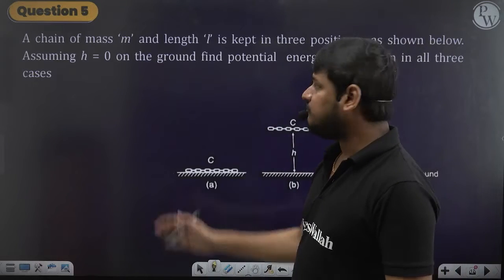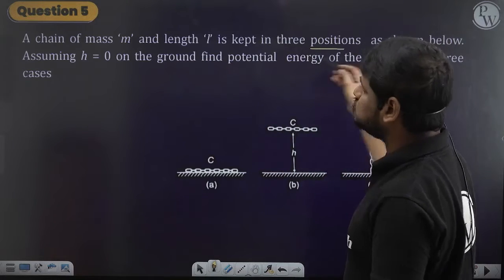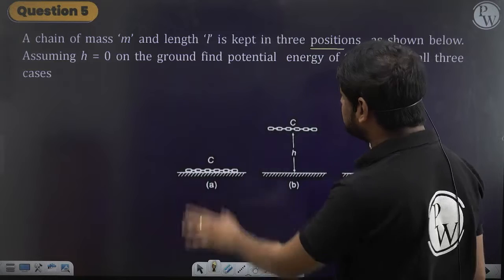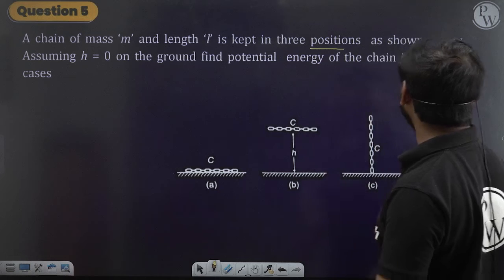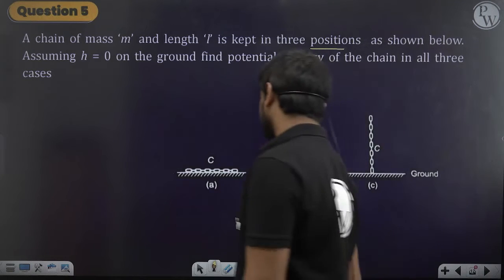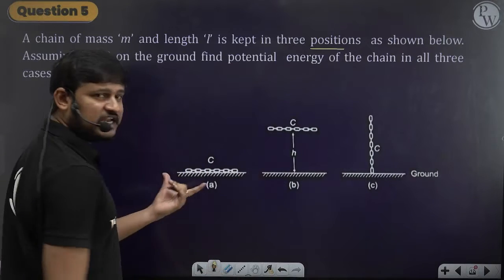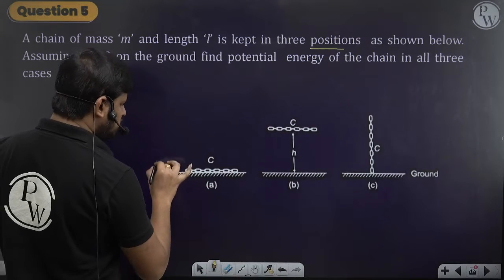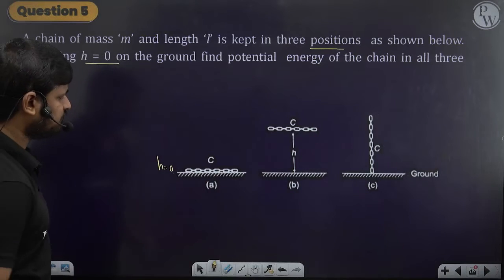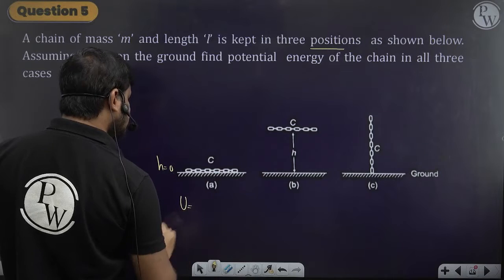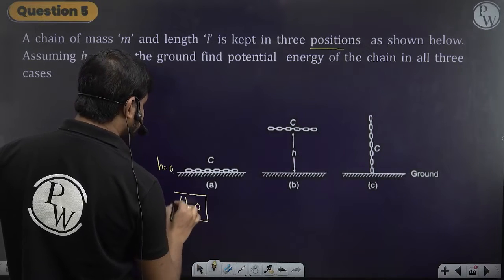A chain of mass m and length l is kept in 3 positions as shown below, assuming h is equal to 0 on the ground. Find the potential energy of the chain in all 3 cases. See here, in the first case, the chain is kept horizontally on the ground. That means there is no height, so h is equal to 0. So the potential energy will be equal to 0 in this particular case.